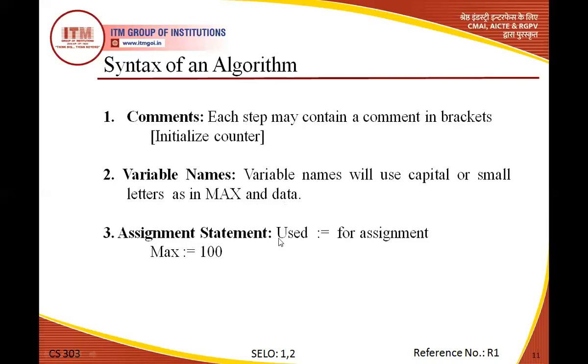Assignment statement. For the assignment statement we use a colon and an equal sign. Suppose max is a variable and you want to assign the value 100. So colon and equal sign, this is the indication in an algorithm. An algorithm is like an understandable language, not executable. Whenever you write an algorithm, someone can understand it, because you use specified syntax for variable assignment, for variable declaration, and for comments. You have to use all these things.